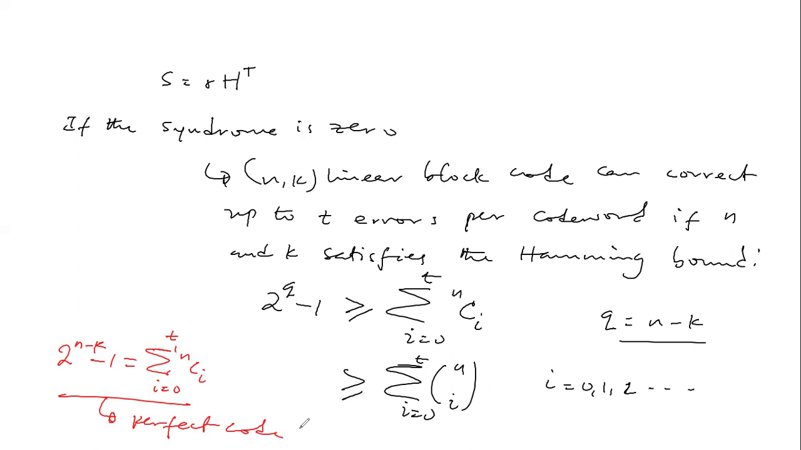And I also want you to note that the Hamming bound is necessary, but not sufficient for the construction of T error correcting linear block codes. It is necessary, but it is not sufficient. And now we are going to see that.